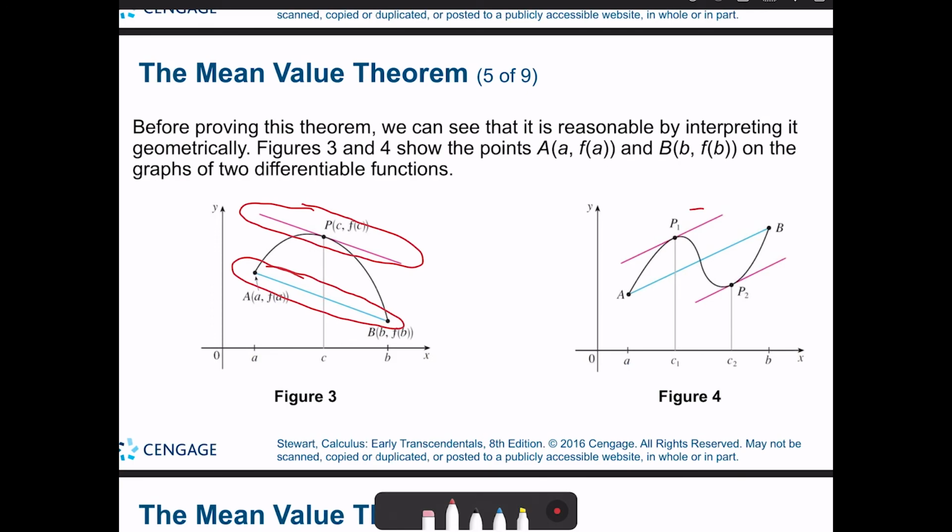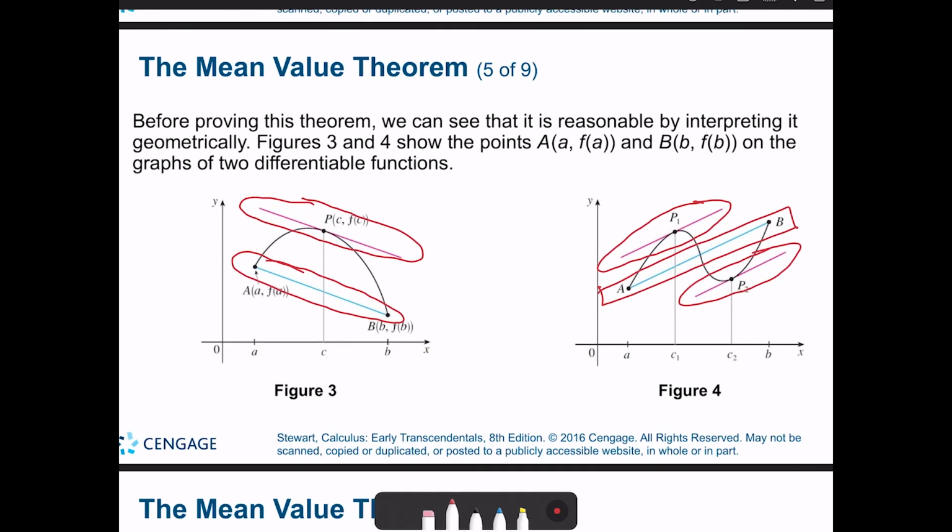Here, there are actually more than one point. There is actually more than one point that has a tangent line where the slope of that tangent line is the same as the slope of the line that connects the beginning and ending point of the interval. That's the mean value theorem.